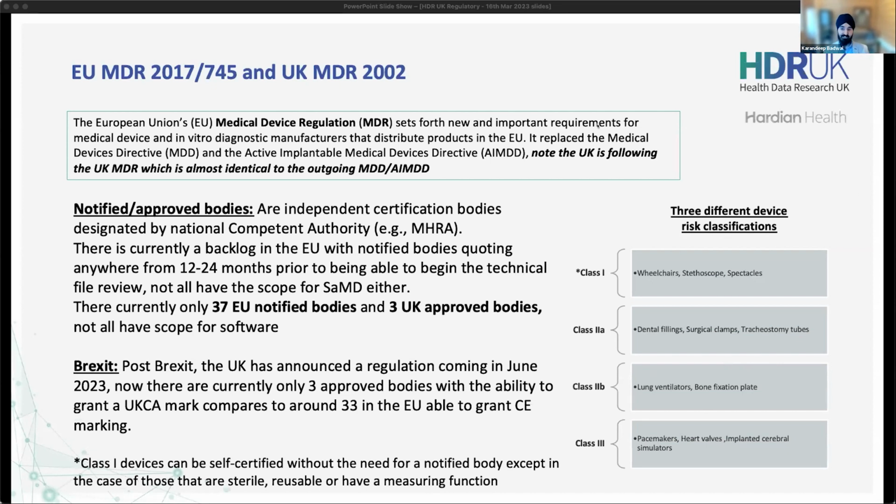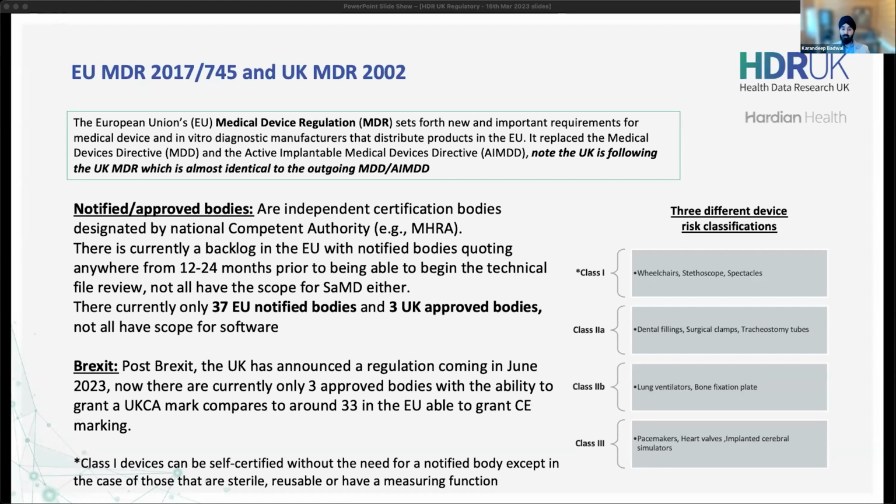What you guys need to understand is that there's a big backlog when it comes to EU notified bodies. From what we talk to and what we see from notified bodies, we are currently seeing 12 to 24 months prior to them being able to begin the technical file review process. Forget about even receiving your CE mark. That's just beginning the process. And even then, to make that worse, there's currently 37 EU notified bodies from when I last checked on the NANDO database. Only a fraction of them actually have scope for software. So not every notified body can certify every single medical device.